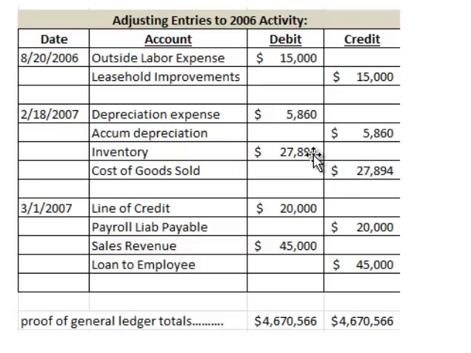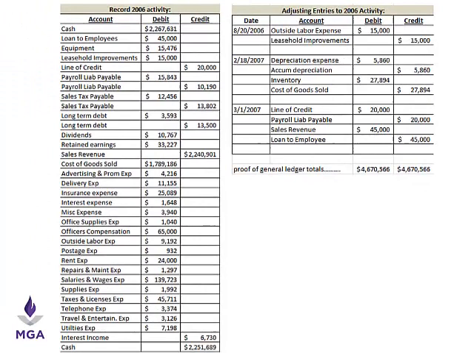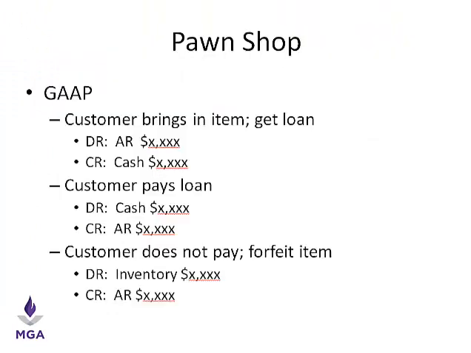In terms of this debit to inventory and credit to cost of goods sold, we need to review their treatment of the pawn inventory. So let's do that now. So what would be the correct treatment of the pawn shop activity? This is not what they did, but let's just review what they should have done.